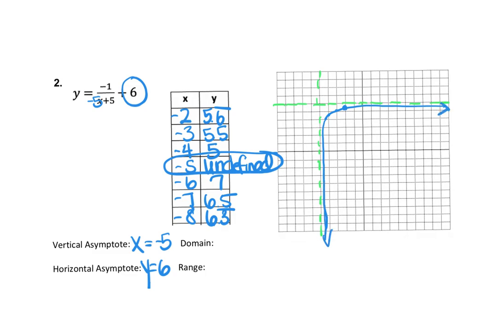All right, and then on the other side, we've got -6. So we're going to go -1, 2, 3, 4, 5, 6, and then we're going to go up to the 7. Okay, and then -7, 6.5, and then -8, 6.3, something right around there. And so again, coming on down.